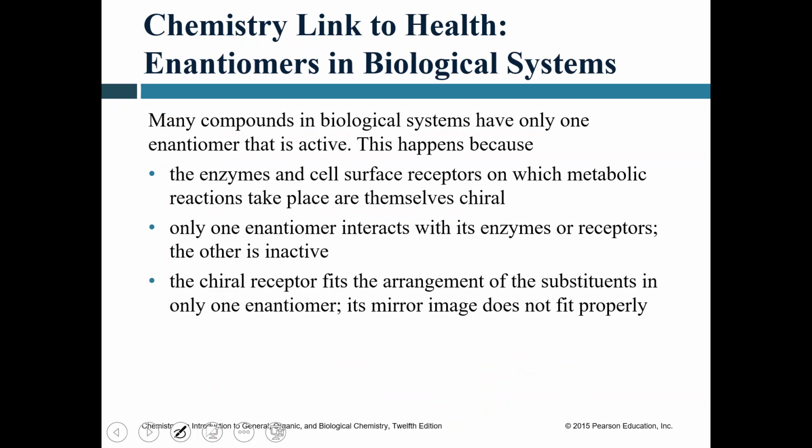Why is knowing about enantiomers important? Turns out that many compounds, including carbohydrates in various biological systems, have only one active enantiomer. Why does this happen? Turns out some enzymes and cell surface receptors, which carry out metabolic reactions, are chiral themselves. Maybe only one enantiomer interacts with the enzymes or receptors from that chemical. Others are inactive.